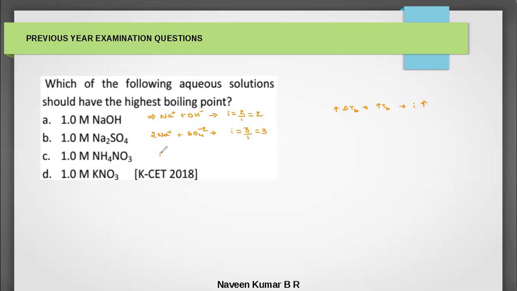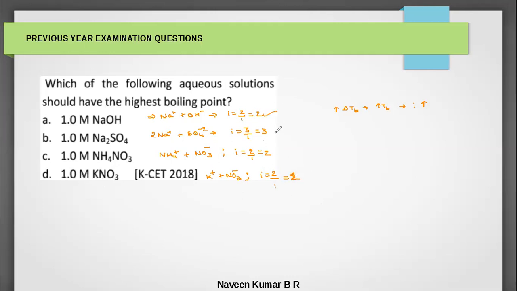And for ammonium nitrate, it is NH4 plus and nitrate ion NO3 minus. So the Van't Hoff factor is dissociated ions 2 divided by 1, which is equal to 2. And for potassium nitrate, potassium ion plus nitrate ion, so the Van't Hoff factor i is equal to dissociated ions 2. Before dissociation, it is 1 particle. Hence, the Van't Hoff factor is 2.